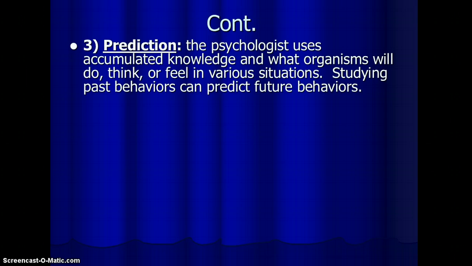The third is prediction. Prediction is when a psychologist uses accumulated knowledge of what organisms will do, think, or feel in various situations. Studying past behaviors is a good way to predict future behaviors.